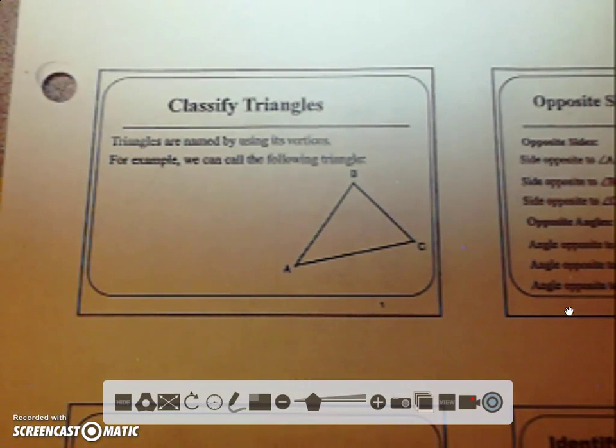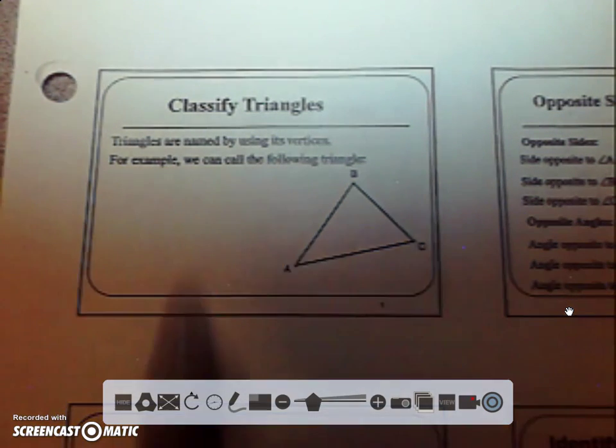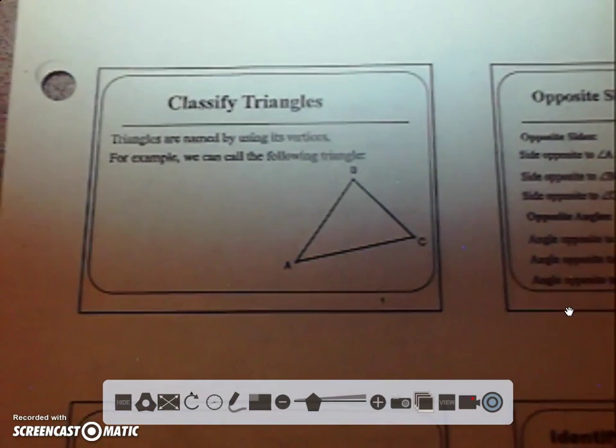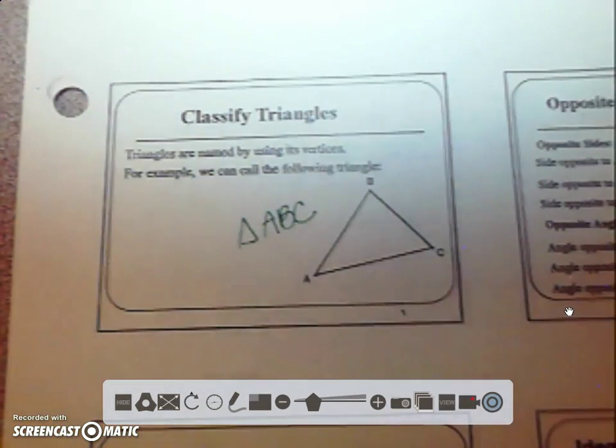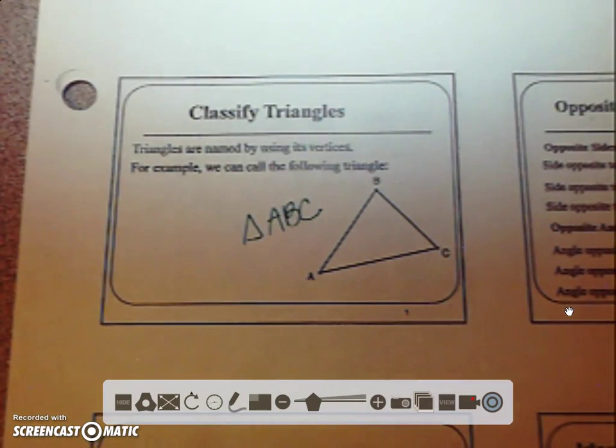Alright, looking at one other new thing with triangles today, we're going to talk about classifying triangles. They are named by using their vertices. So in the following example, you would call this triangle ABC, which I think we already know. Similar to angles, we just use each vertex that is present.